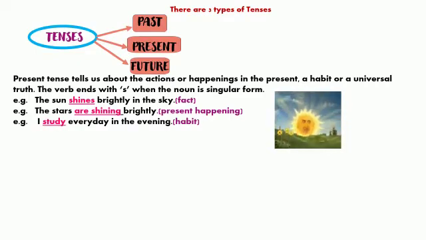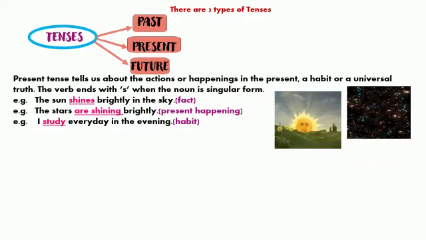Second sentence says like this: the stars are shining brightly. So when you observe the night sky, what do you see? You see that the stars are shining brightly. It is not like that you have seen it yesterday and you are saying, okay, the stars were shining brightly. Yes, that is also a possibility, but the action which is happening now at the present time is the present tense.